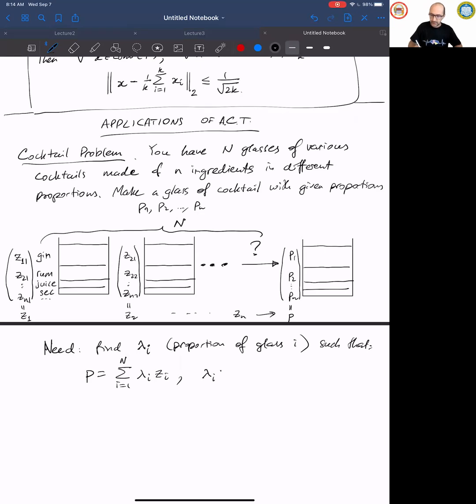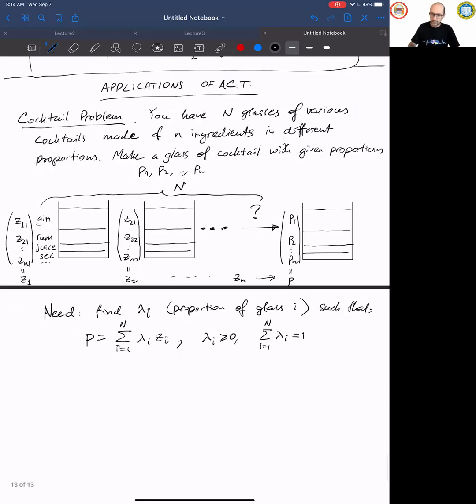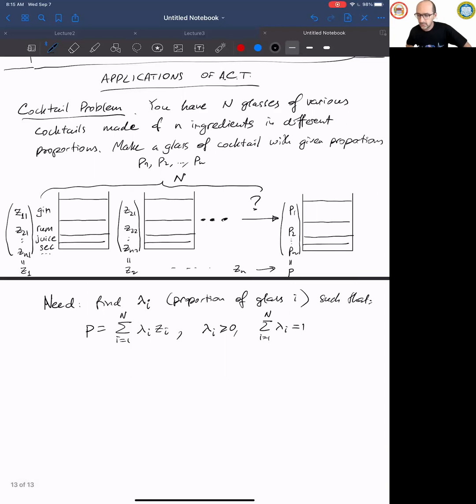And the proportions need to be non-negative because you can't really undo a glass. You have to fill the glass. And they have to sum to 1 because they are proportions, because you're making one glass of it. Good. So now this is familiar. This is just a convex combination.